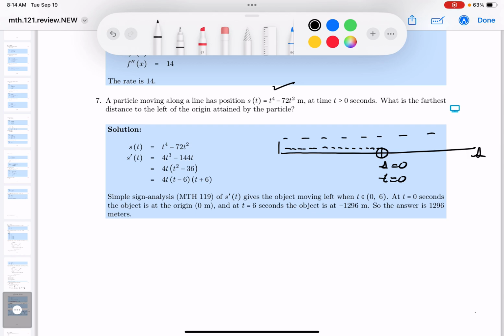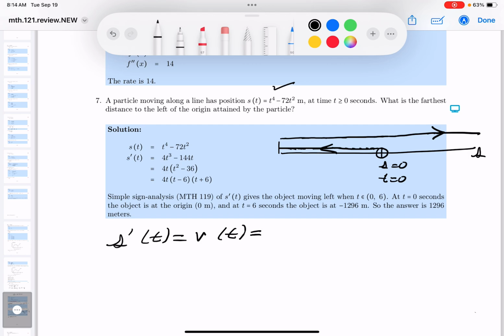So let me put the arrows in over here. Kind of goes like this, in that direction. It stops here, and then it's going to move in that direction forever. All right? So what's the furthest to the left it's going to be? Well, how am I going to do that? I'm going to look at the velocity function. What's the velocity function? It's going to be s prime.